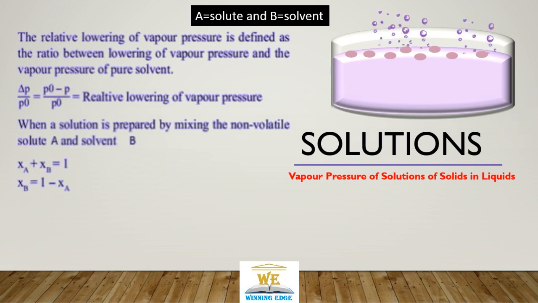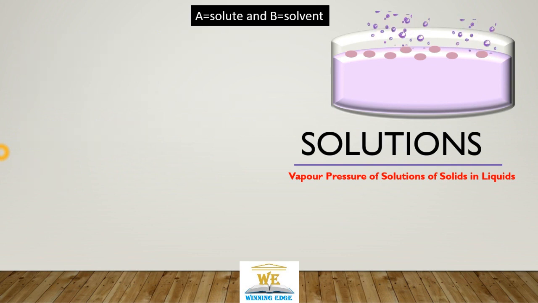Here we know Xa plus Xb, which are mole fraction of solute and solvent respectively, their summation will be equal to 1. So mole fraction of solvent will be 1 minus mole fraction of solute. Now we can substitute that in the solid and liquid solutions Raoult's law equation.